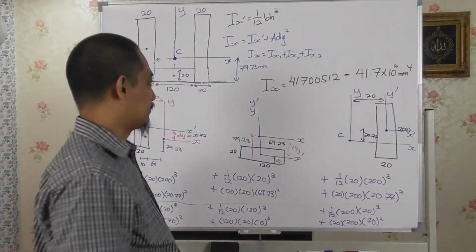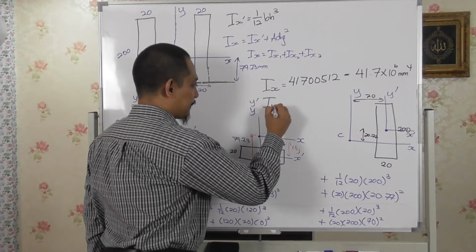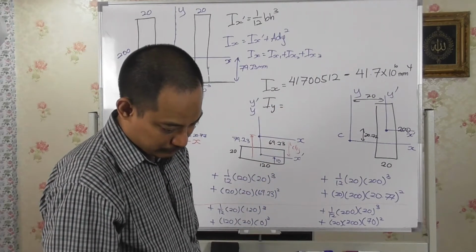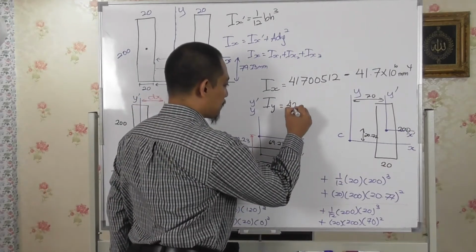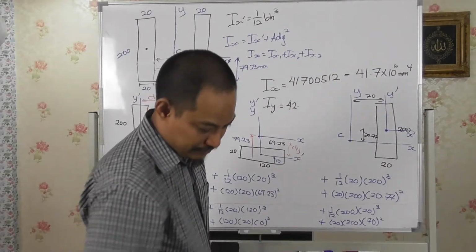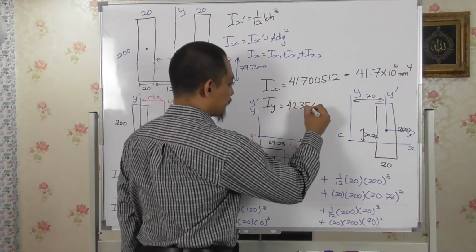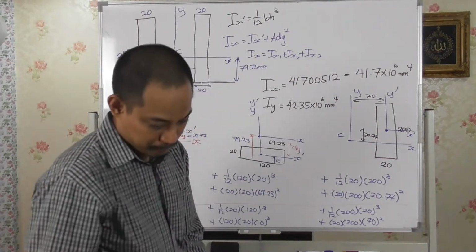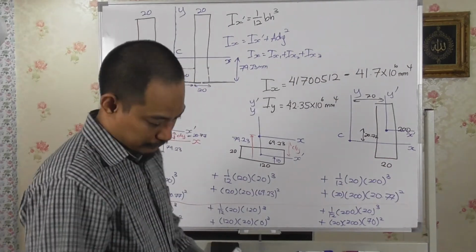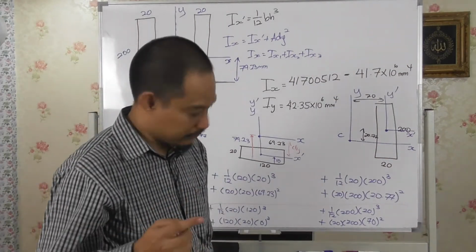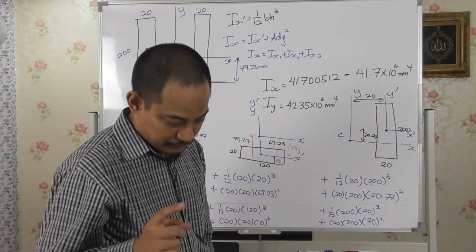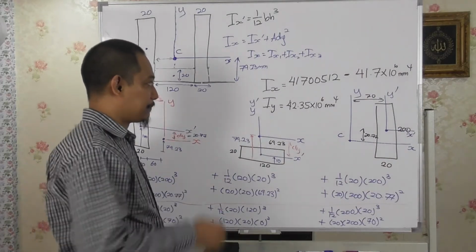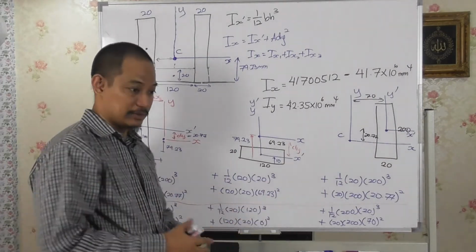So 41.7 there. For Iy, I'll straight away write in terms of power of 6. 42.35 times 10 to the power of 6 millimeter to the power of 4. 42.35, right? Or if you get the full value, it is 4234666.7 millimeter to power 4. Right? So that will be the answer for this question.